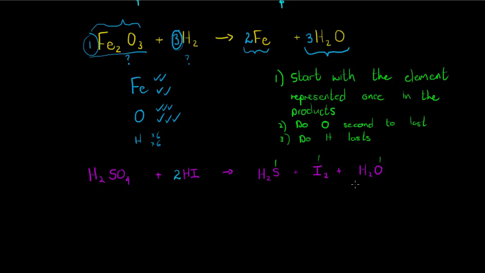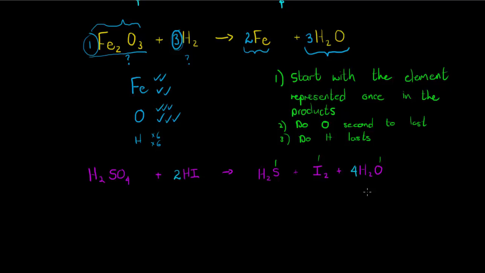Okay, and now the next one would be oxygen. Okay, do oxygen second last. I only have oxygen and hydrogen left. Okay, oxygen on the left hand side is represented 4 times, and on the right hand side is only represented once. So I'll need to multiply the right hand side oxygen with 4. Okay, that only has another effect on the hydrogen.